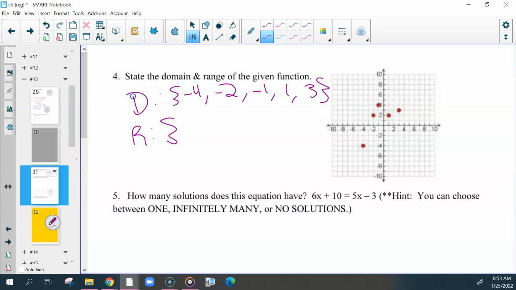For the range, you have to count every single point, lowest to highest. What would that be? 2, 3, 4. Remember, if it's not a continuous line, we can't put the less than or equal to's. The random order pairs, it should be every single point.